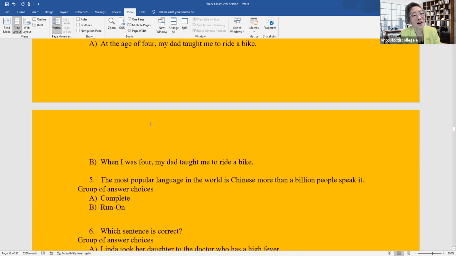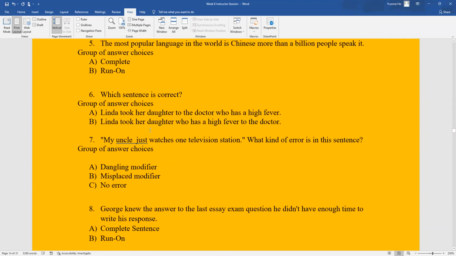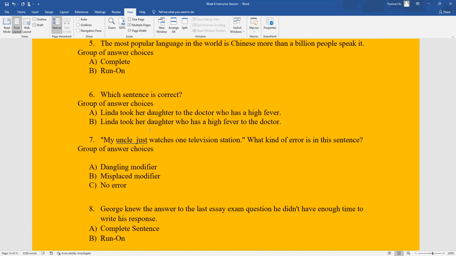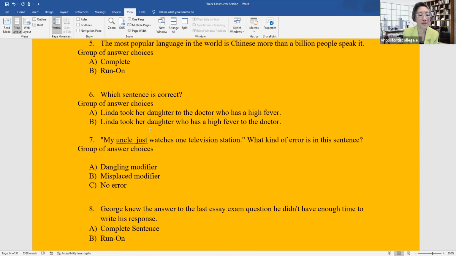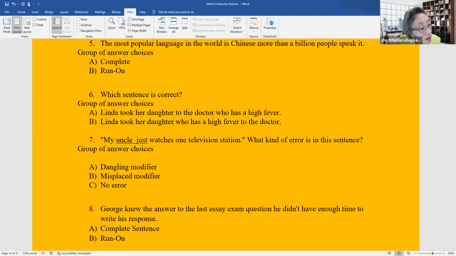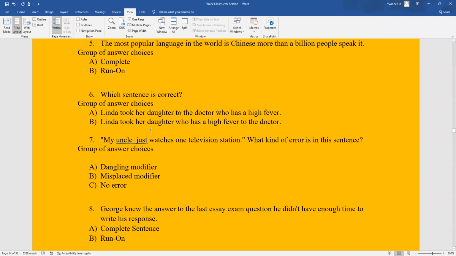So here you have, where was I? Oh, my uncle just watches one television station. What kind of error is in this sentence? Is this a dangling modifier or a misplaced modifier? My uncle just watches one television station. I don't see anything. I don't see what's wrong.